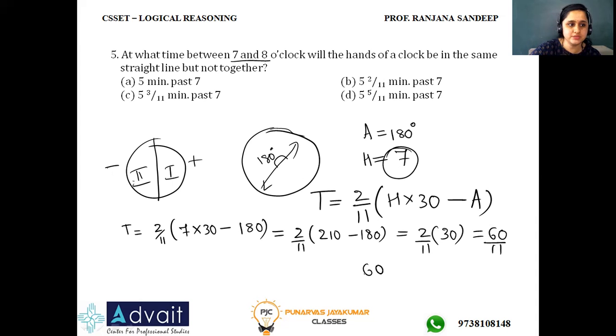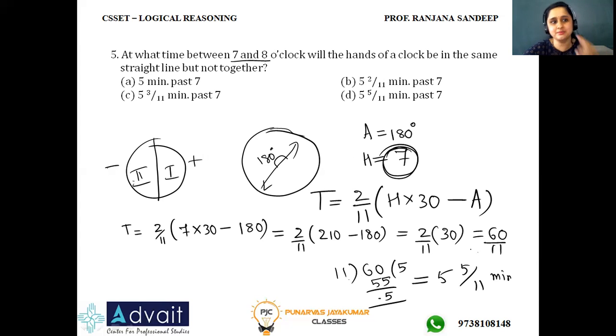Okay, let's convert this to a mixed fraction. 60 by 11. 11 5s are 55. So the remainder is 5. So this is 5, 5 by 11. So 5, 5 by 11 minutes past this running hour. So this refers to the extra time, additional time. So it is 5, 5 by 11 minutes past 7. So that is option D. Option D is the correct solution.